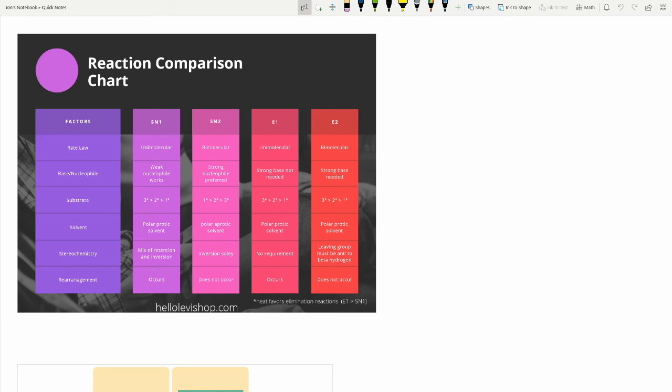For E1 reactions, much like the SN1 reactions, the polar protic solvents are best because they help stabilize the carbocation through hydrogen bonding, and for E2 reactions, polar protic solvents are favored. Let's move on to the stereochemistry part.